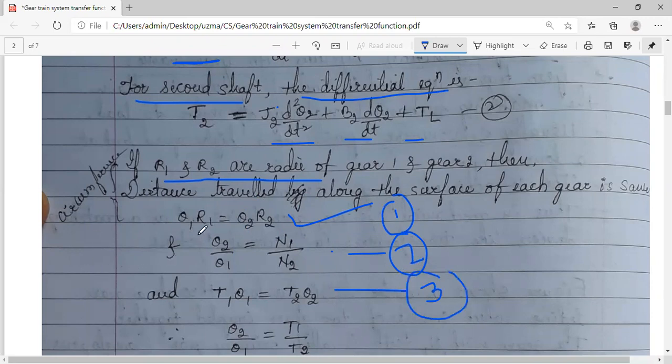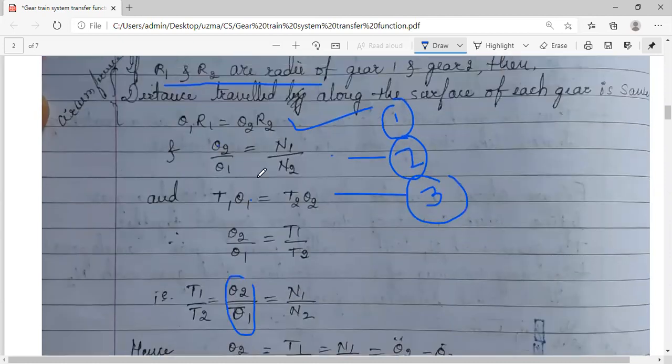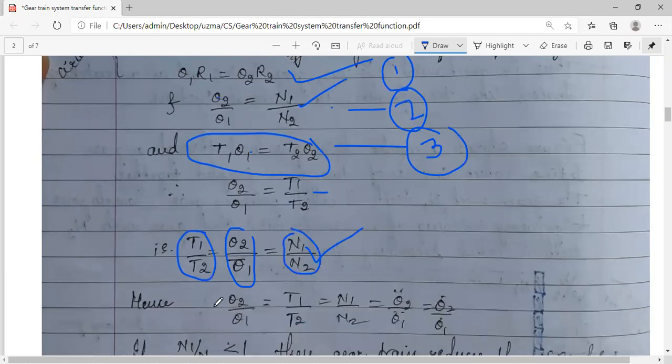So if I can combine all these, because in the first, second and third equations, the theta term is common. If I take the ratio theta 2 by theta 1, which is equal to n1 by n2, or if you take the ratio here, theta 2 by theta 1, what will I get? T1 by T2. So T1 by T2 I have written here. So this is what we get. Important equation altogether I have written here. See, theta 2 by theta 1 in terms of all. No doubt, torque 1 by 2 and 1 by 2.